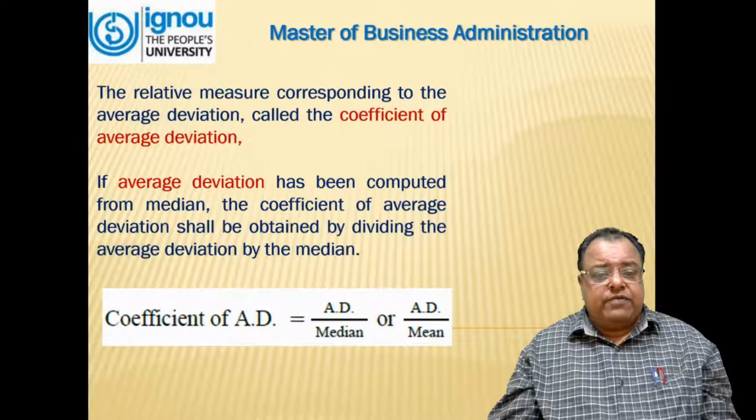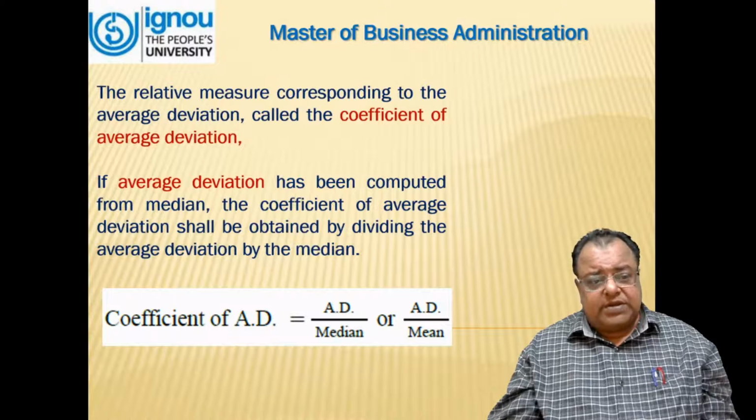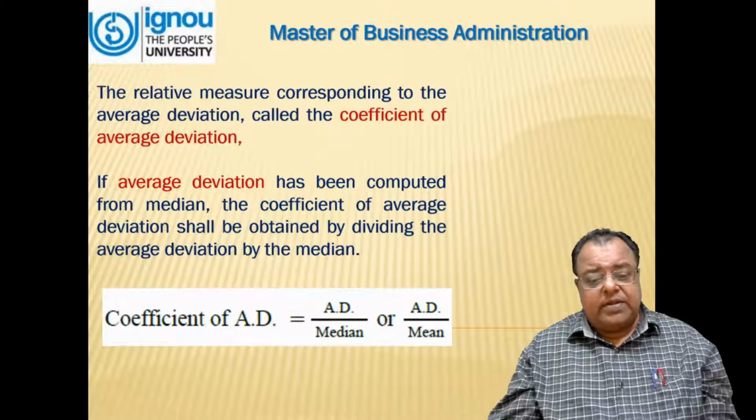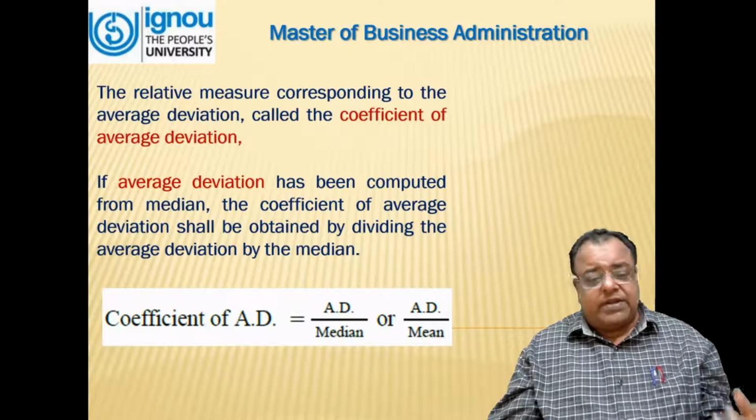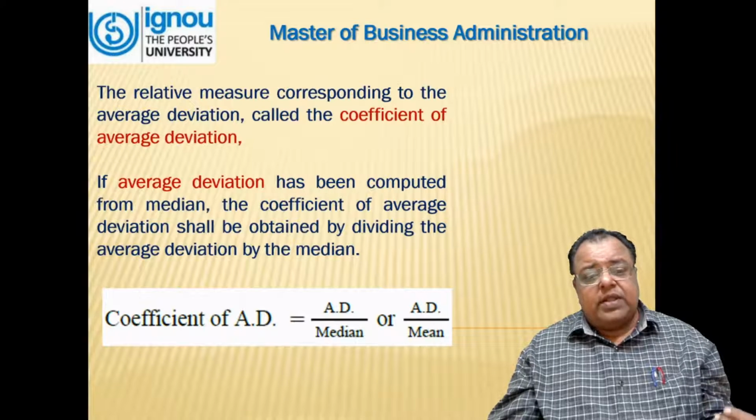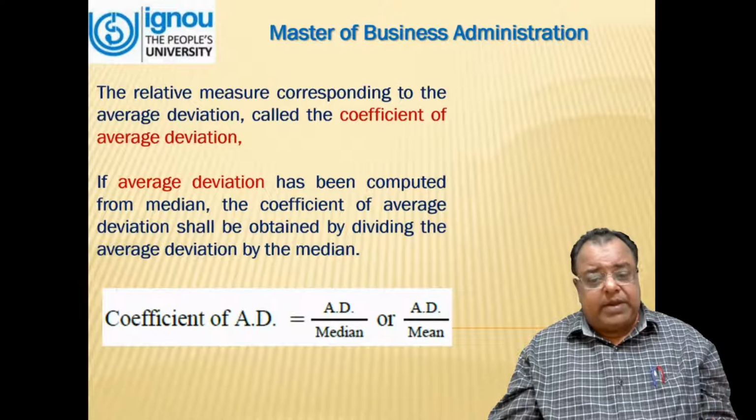The relative measure corresponding to the average deviation is called the coefficient of average deviation. If average deviation has to be computed from median, the coefficient of average deviation shall be obtained by dividing the average deviation by the median. So the coefficient of average deviation is the ratio of average deviation to median.